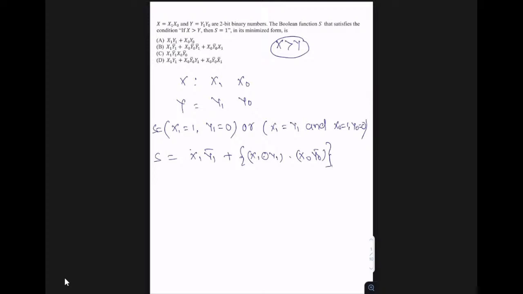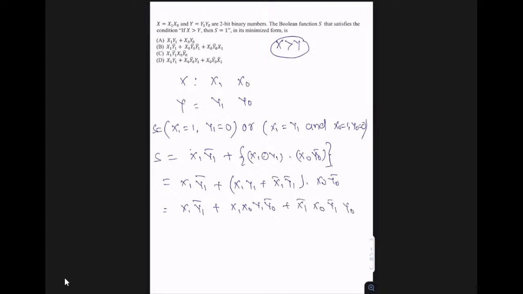Nikhil and Mona Lisa, you said the answer is B. So let's see. So this is x1 y1 complement. This is x1 y1 plus x1 bar y1 bar, ANDed with x0 y0 bar. So this is x1 y1 bar plus x1 x0 y1 y0 bar. Then with this, plus x1 bar x0 y1 bar y0.